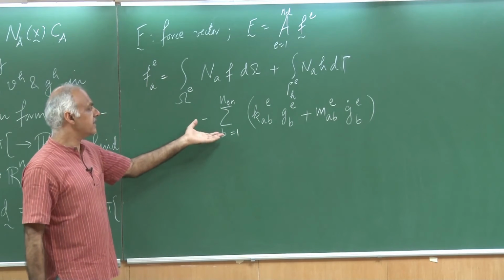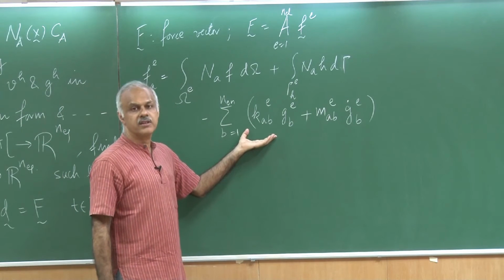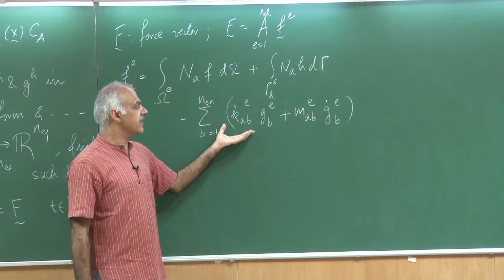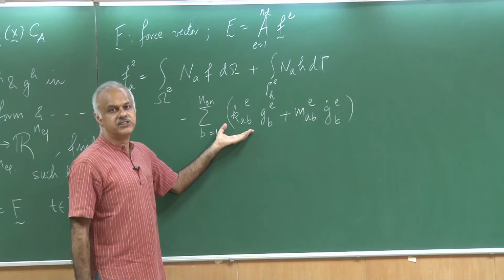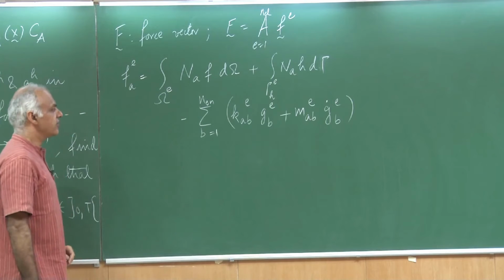So, if you remember, these terms are going to be here because of the split that we made, that u is given as v plus g. So, the g terms appear here and you can work them out.